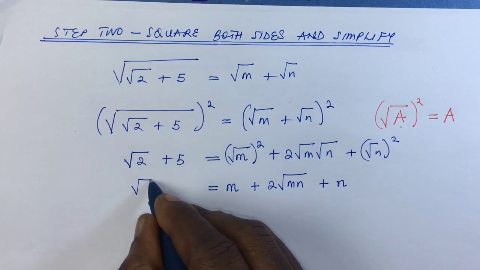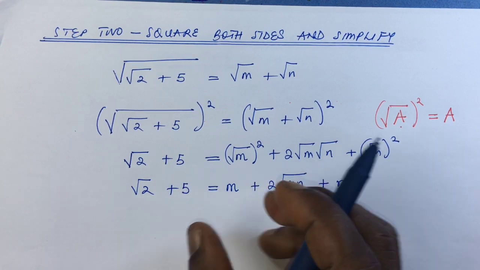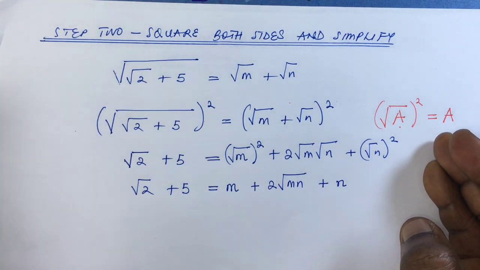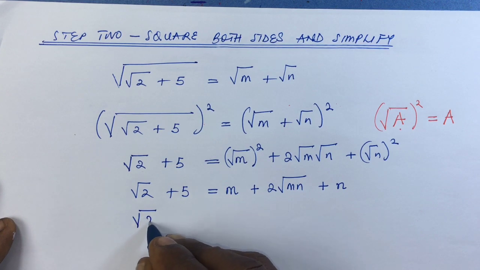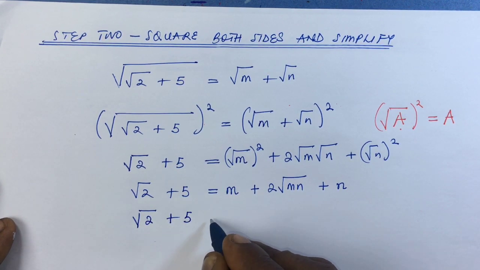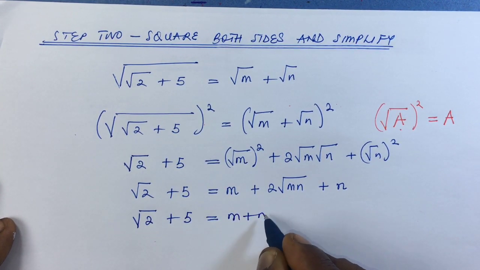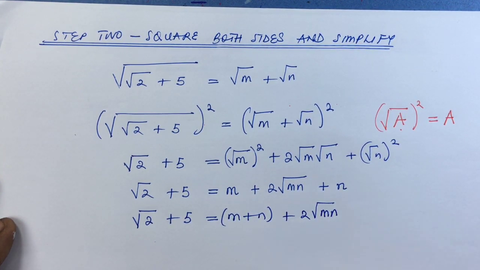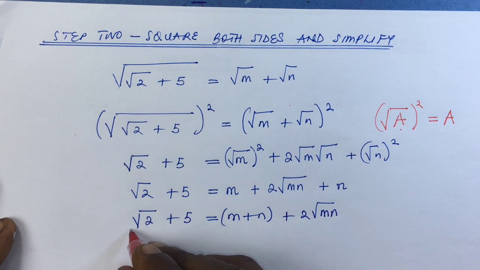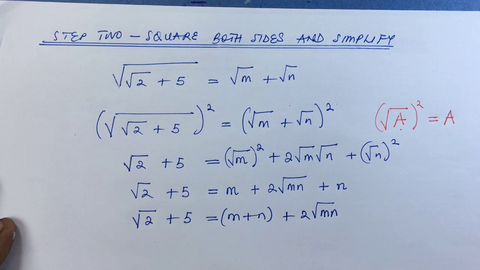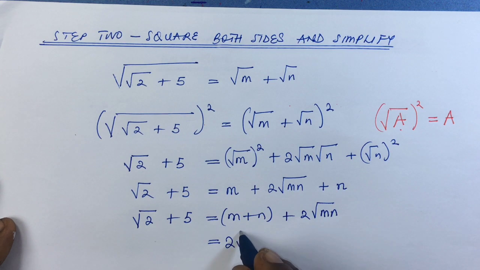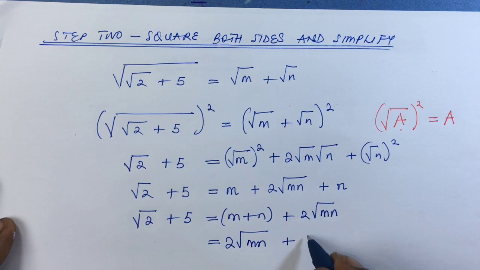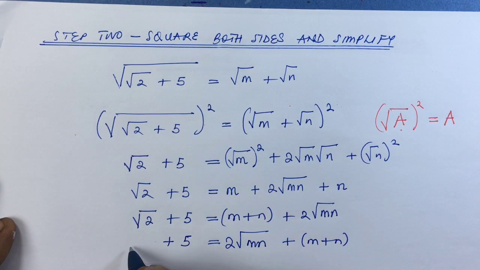Now I'm going to write this right hand side to resemble the left hand side, and doing that gives me root 2 plus 5 is equal to m plus n, which I'm going to put in brackets, plus 2 root mn. Clearly you would notice the resemblance between the right hand side and this one on the left hand side. Now notice this.